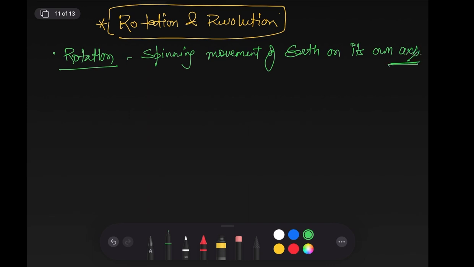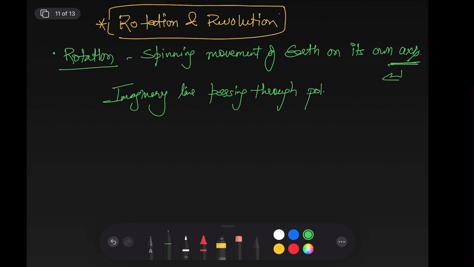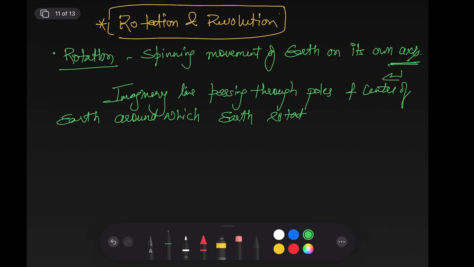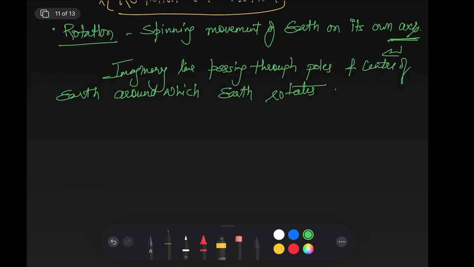What is this axis? Axis is an imaginary line passing through the center of Earth around which Earth rotates. Axis is the imaginary line passing through poles and center of Earth around which Earth rotates. As you also know that while Earth is rotating, it also orbits around the Sun.